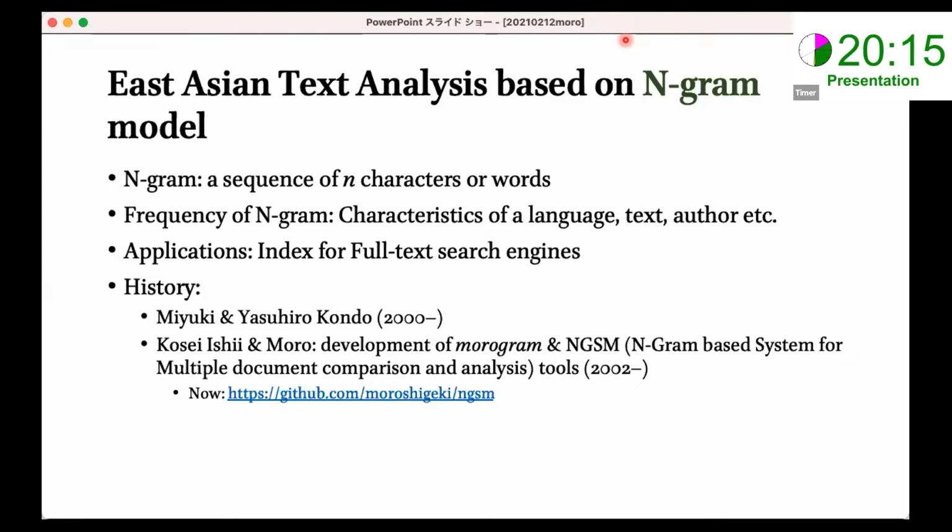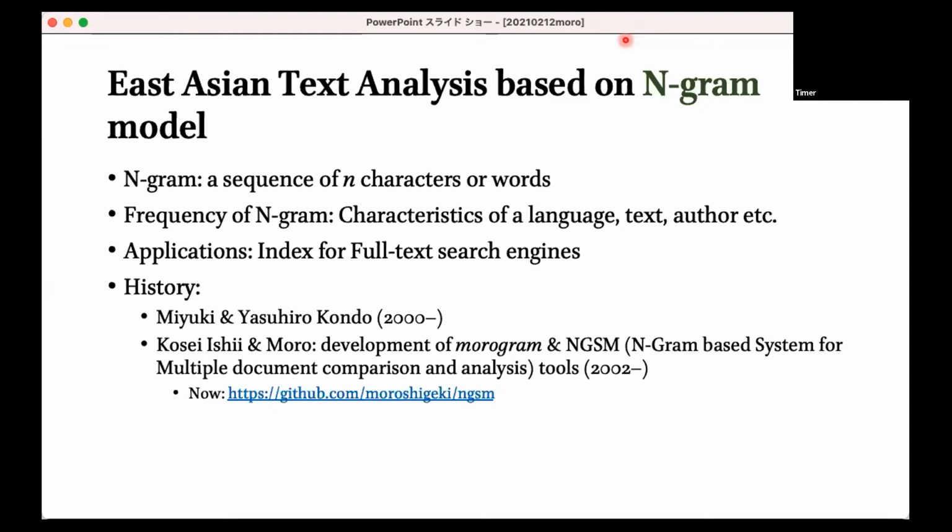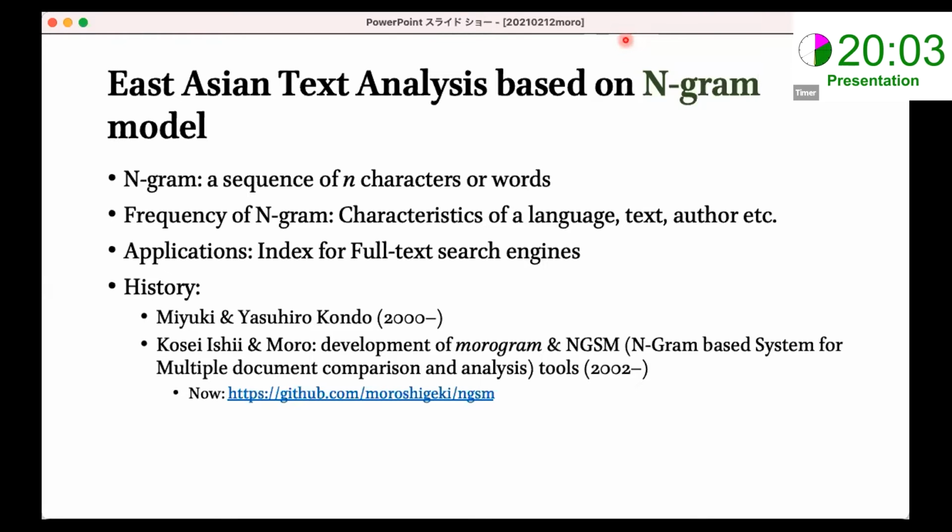I think that one of the most notable research projects using natural language processing in East Asian Buddhist studies is text analysis using the N-gram model. The N-gram model is a language model that is widely used in the field of statistical natural language processing. An N-gram is a simple sequence of characters or words. N means the number of the characters or words.